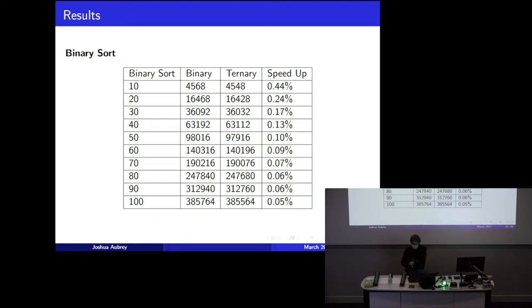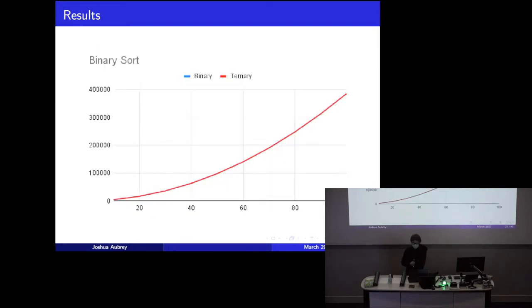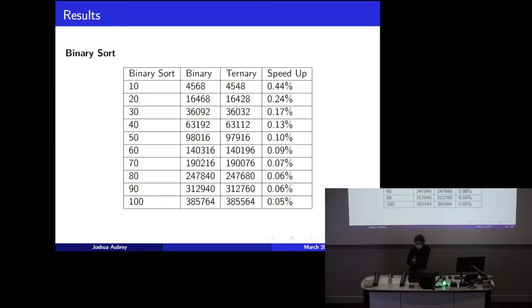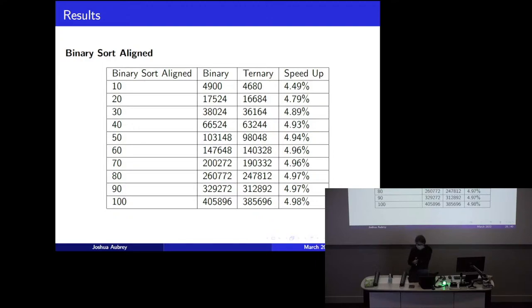So we have binary sort here, and we have a slight speedup. Not that much. But what I found looking through the program is that the alignment of the instructions fit more towards binary words than ternary words. The ternary words had 6 instructions per word and the binary had 4, which is where the speedup should come from. The program itself was more aligned towards binary. So I just added a couple of no-ops right at the start, and that's all I changed. And it went from being not much faster to being 5% faster. So there's a massive difference there.